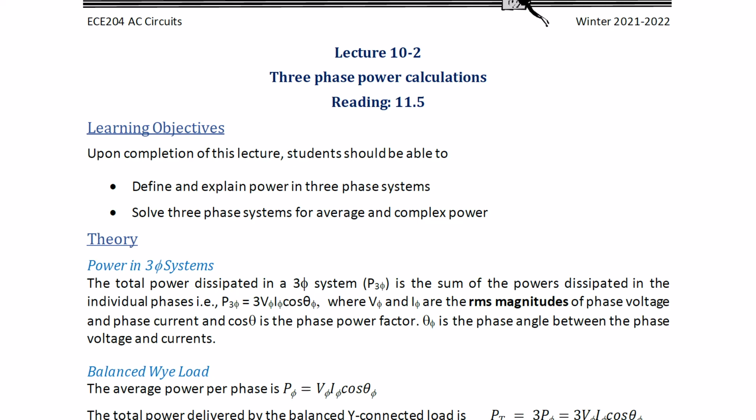average and complex power. The theory we use is based upon power in three-phase systems, where the total power dissipated in a three-phase system is the sum of the powers dissipated in each of the individual phases, and can be written as P3φ = 3 Vφ Iφ cos θφ, where Vφ and Iφ are the RMS magnitudes of the phase voltage and phase current, and cos θ is the phase power factor. θφ is the phase angle between the phase voltage and current.